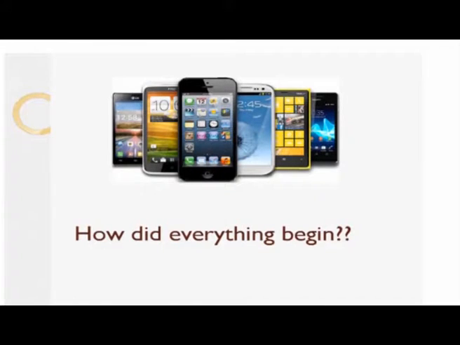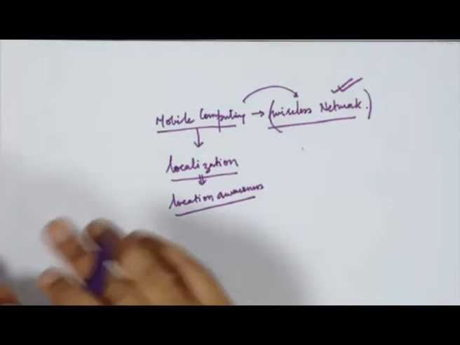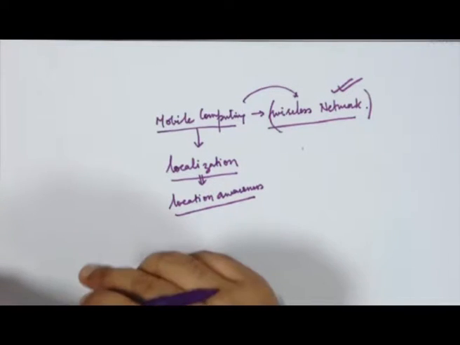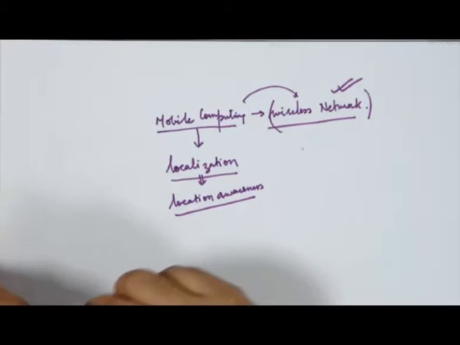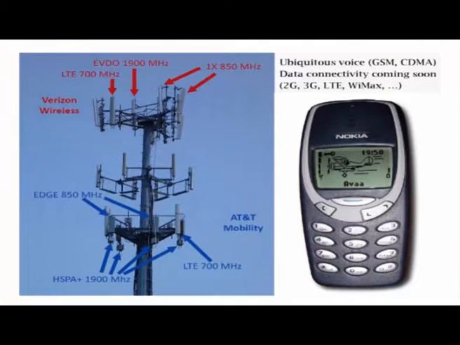So how did everything begin? In the 1980s to 1990s, the mobile phone has to do with wireless communication. And what happened in the 1980s and 1990s? You began to see consistent innovations in wireless communications. Some of them are HSPA, then LTE, EVDO. So all sorts of different standards and wireless technologies came, and all this technology initially established connectivity, and initially it established voice connectivity.